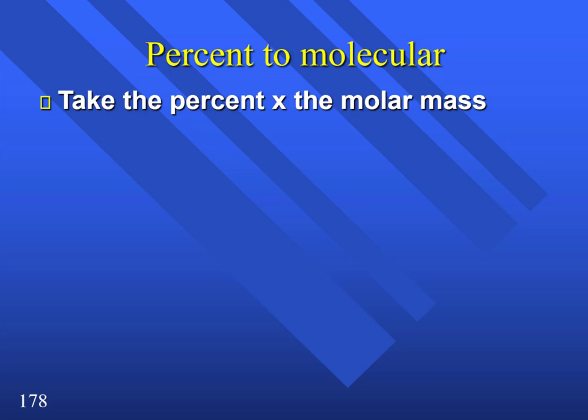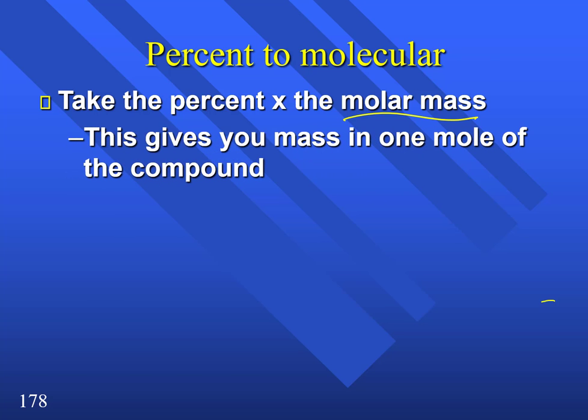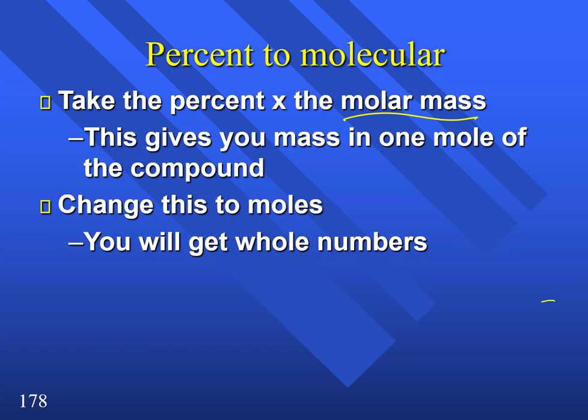But if I multiply by the actual molar mass, I'm going to find the grams of carbon in a mole of this stuff. It's going to give you the mass in 1 mole of the compound, the number of grams in 1 mole of the compound. If you take those grams and turn them into moles, you will always get whole numbers. Not whole number ratios, whole numbers.